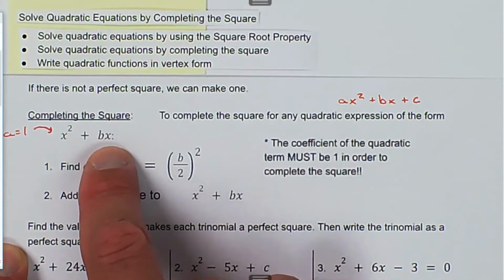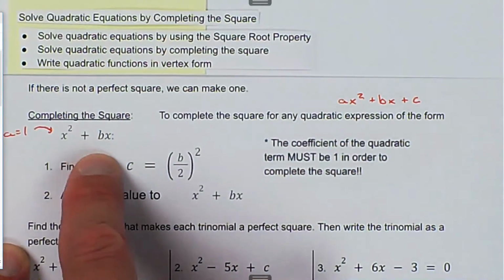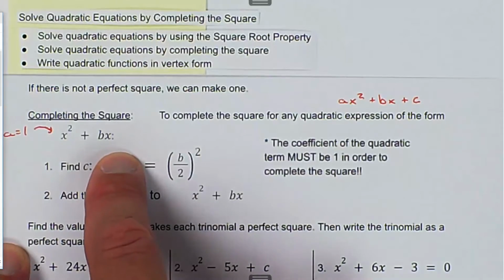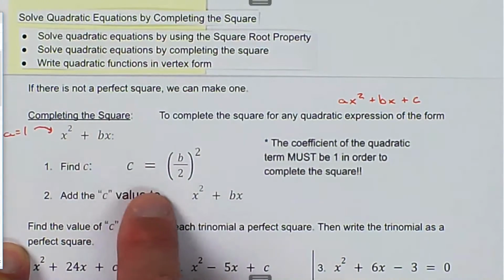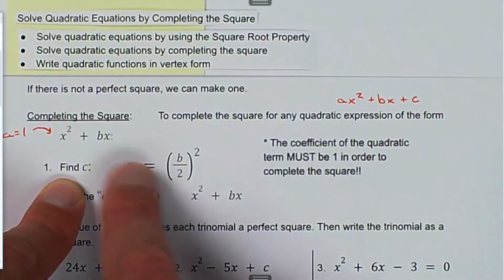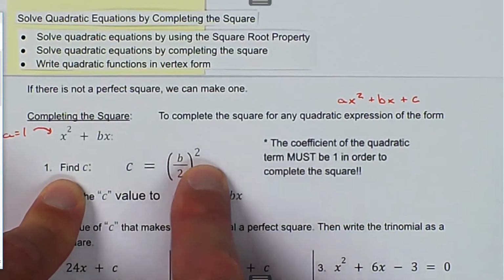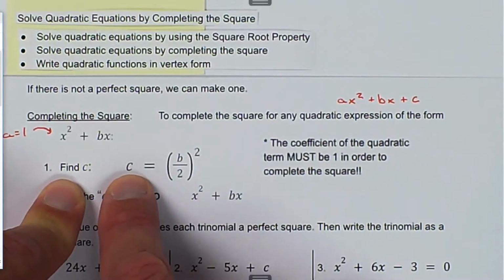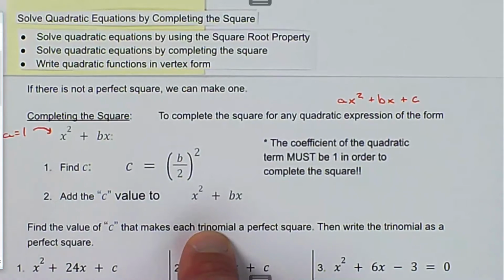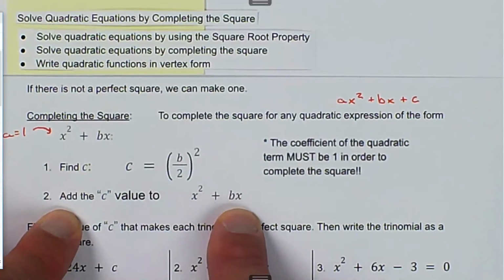The other thing that we notice is right now in this example, we don't have a c value. It's just x squared plus bx. So the thing that we have to do is we have to create the c value that we want. So in order to find c, we just simply say c equals whatever our b coefficient is divided by 2 and square it. If we do that, that will give us the perfect c that will allow us to have a perfect square. Then you have to add the c value. So once you calculate the c value, then you have to add the c value.